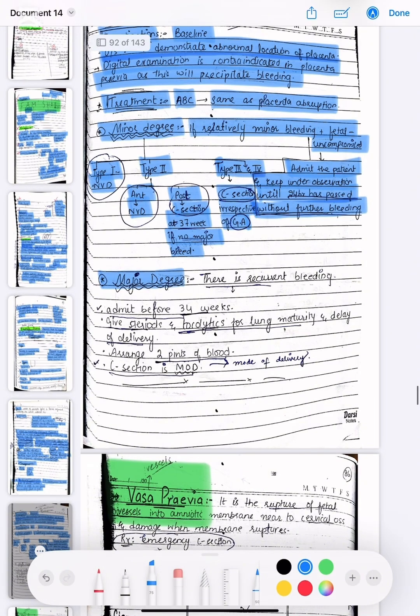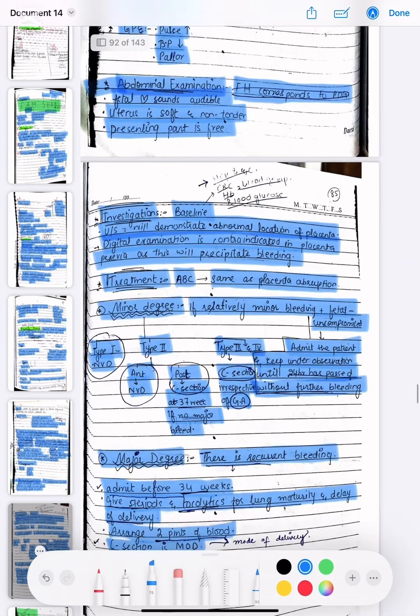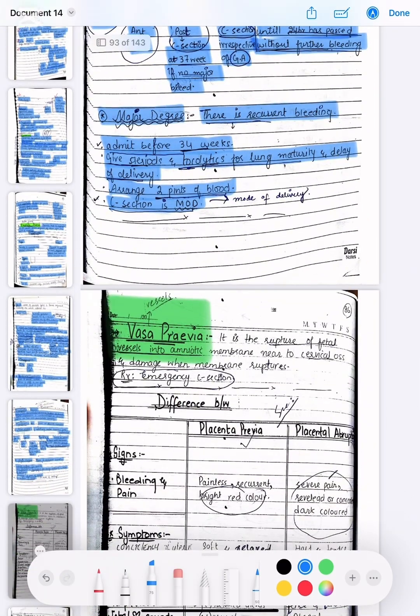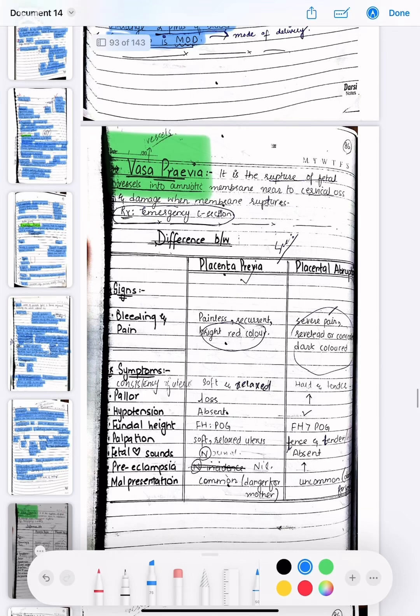In the major degree of placenta previa, there is recurrent bleeding, so admit before 34 weeks, give steroids and tocolytics for lung maturity and delay of the delivery, and arrange 2 pints of blood, and C-section is the method of delivery. Okay, so we have discussed placental abruption and then placenta previa, which are the main causes of APH. Now coming towards Vasa previa.